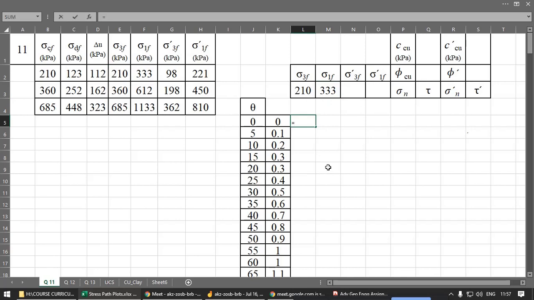So what we do, equal to, first of all, sigma 1 plus sigma 3 divided by 2. So one part we got. Then plus, again, sigma 1 minus sigma 3 by 2. So the second part we got. Now we have to multiply it with cos of twice theta. So this is theta, twice of theta. So cos of twice of theta.